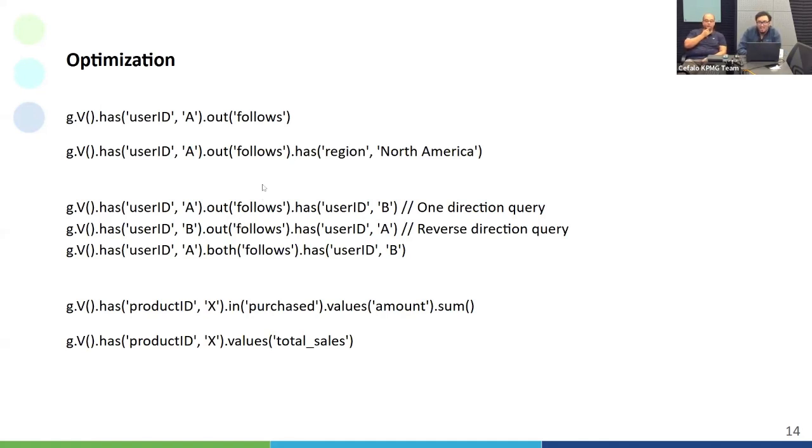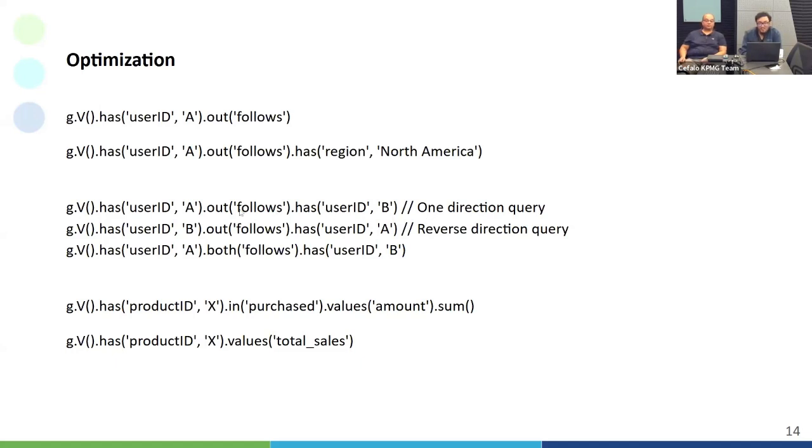We just filter it out to reduce the dataset so that hopping can be minimized and partitioning can be applied. So here we just filter on the region first so that the dataset becomes smaller. And another thing I showed is the bidirectional query.